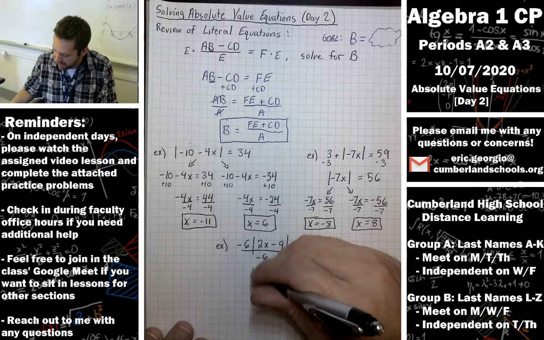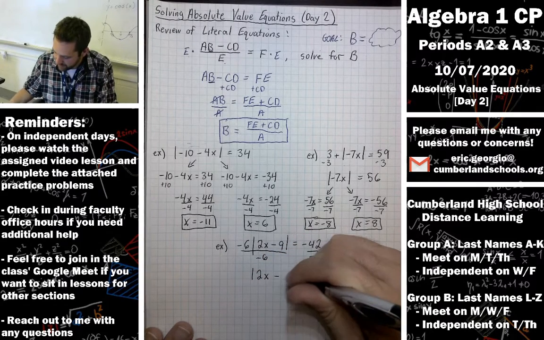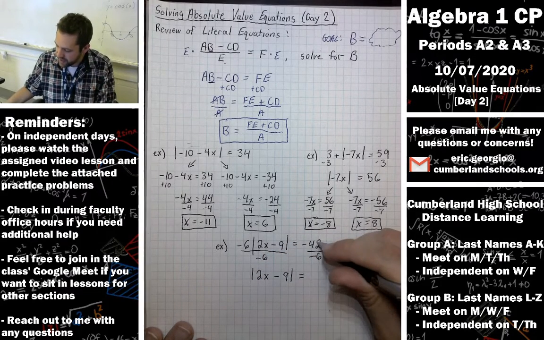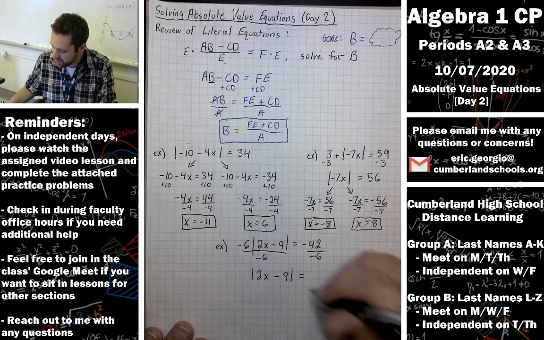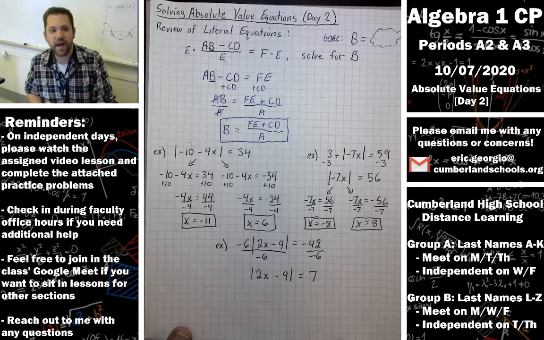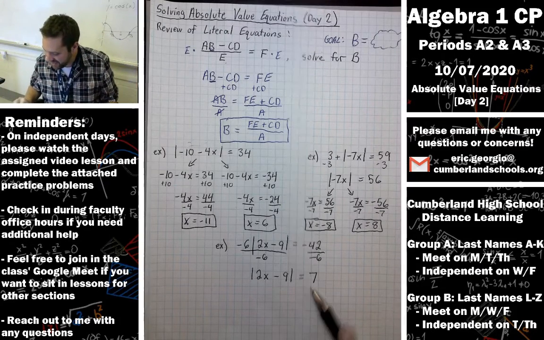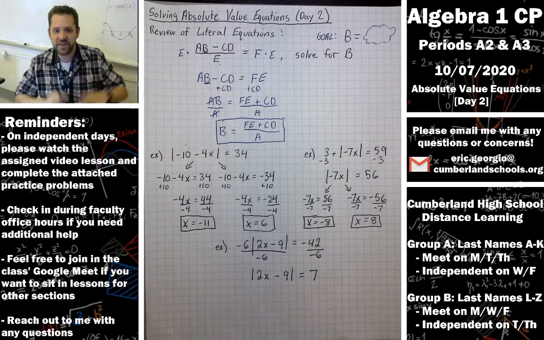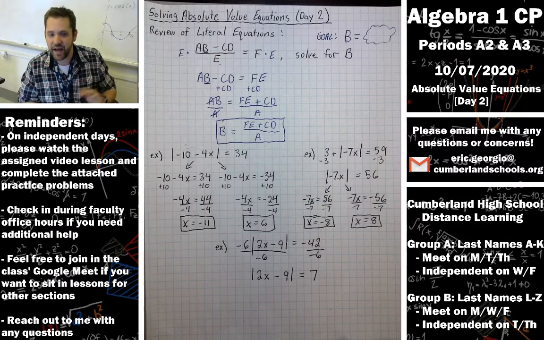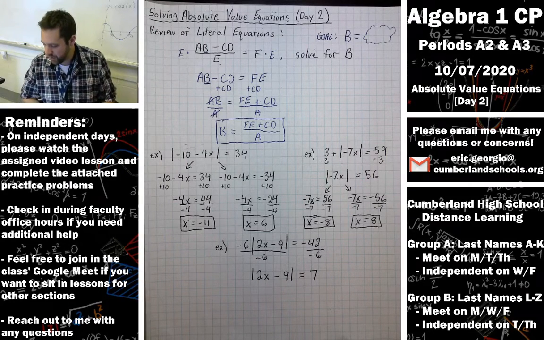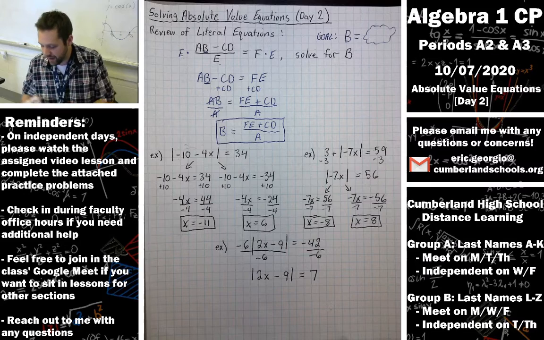That gives me the absolute value of 2x minus 9 is equal to negative 42 divided by negative 6, positive 7. And now you might be like, oh, okay, I can breathe a sigh of relief. Okay, that's not bad. Absolute value equals positive. I'm in my happy place. I can go from there. All right, hopefully that makes sense as to how we got there.